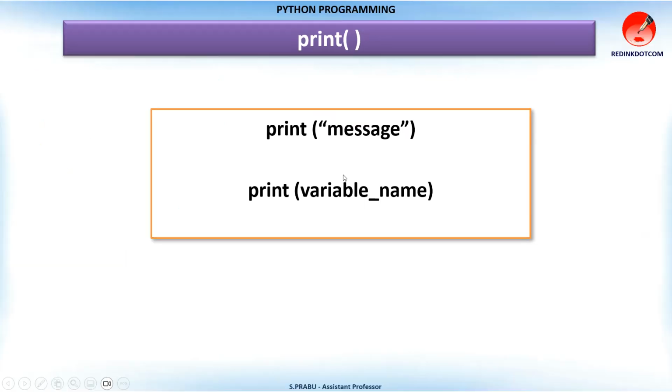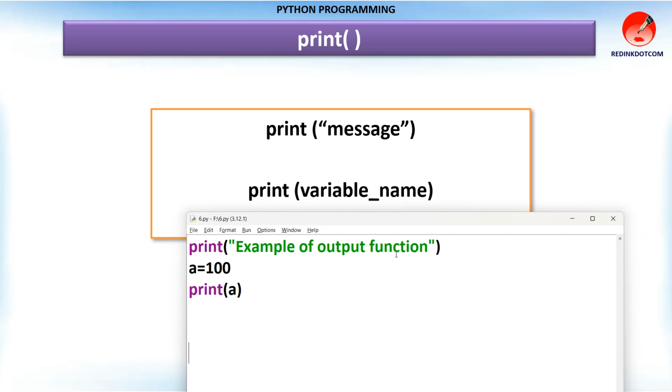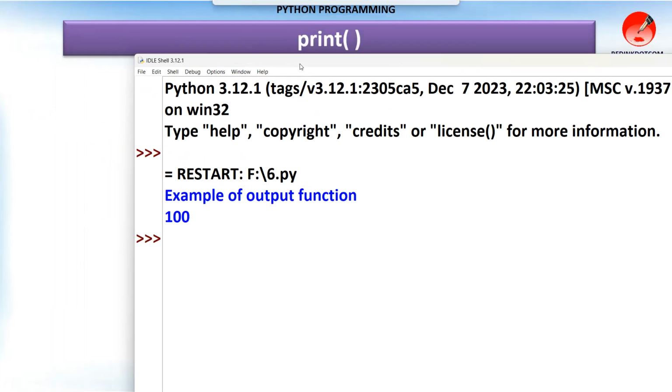In output operations, print is a function used to display output to the output device, particularly to our computer monitor. We can give a direct message or show the content through a variable. Let's look at an example. Here I display a direct message. In the next line, I use one variable having some value. Using the print function, I try to print that value. So I get both results.